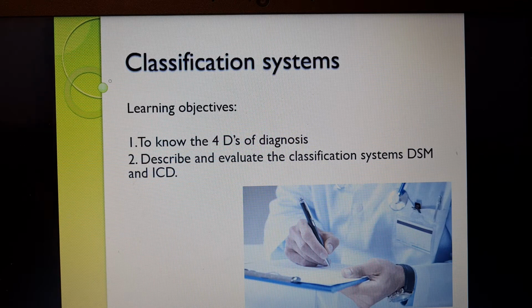So today we are going to look at classification systems within clinical psychology. The aim of today's lesson is we're going to have a look at the two classification systems which are used to diagnose patients, which are the DSM and the ICD, the Diagnostic Statistical Manual and the International Classification of Diseases.